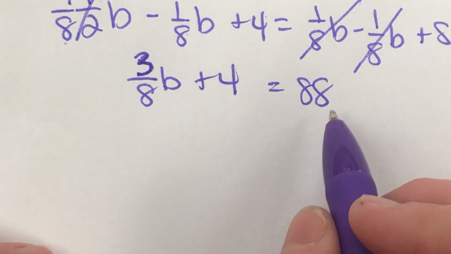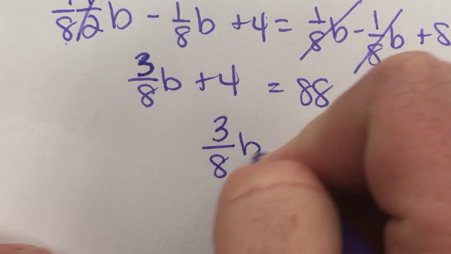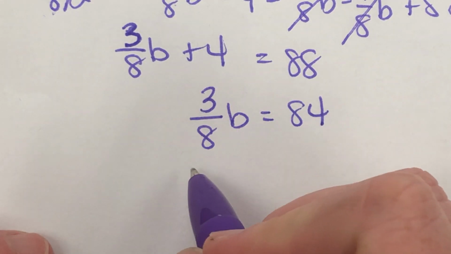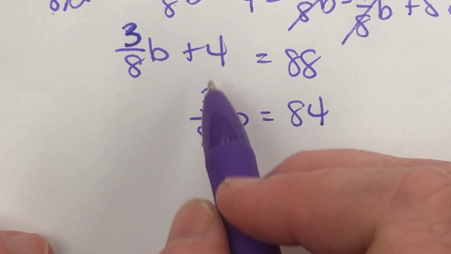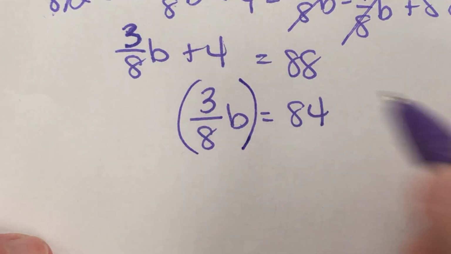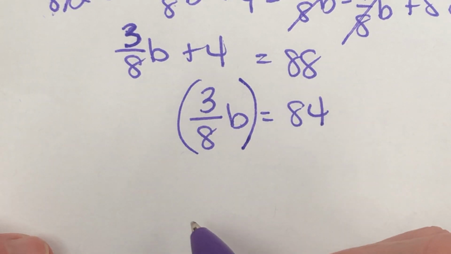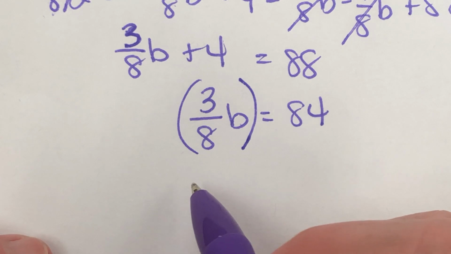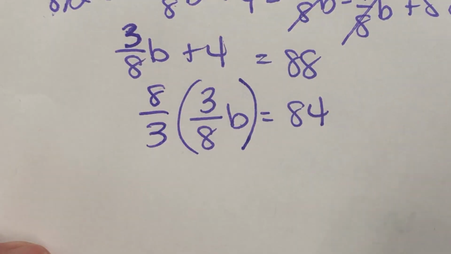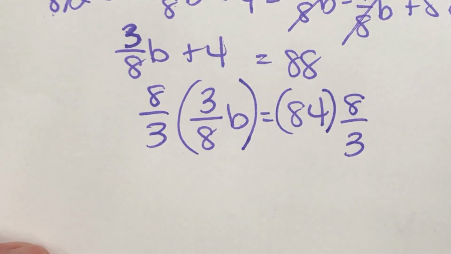Okay, then I want to get rid of that 4, so I subtract 4 from both sides of my equal sign, and I get 3/8 b equals 84. And lastly, I want to get rid of this fraction. Remember, to get rid of a fraction that's in front of a variable, you have to multiply by the reciprocal. We're really dividing b times 3 over 8 divided by 3 over 8. But when you divide fractions, it's the same as multiplying by the reciprocal. Remember, keep it, change it, flip it. So I'm going to multiply both sides of my equal sign by 8 over 3.